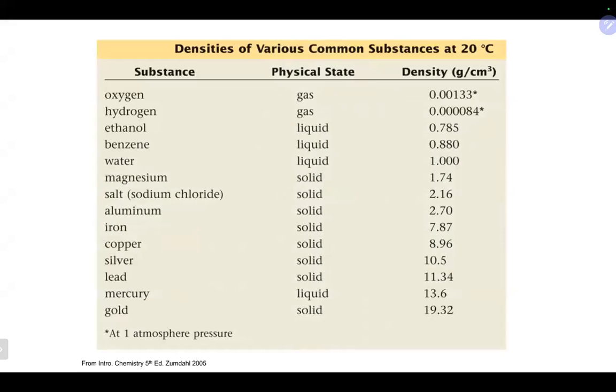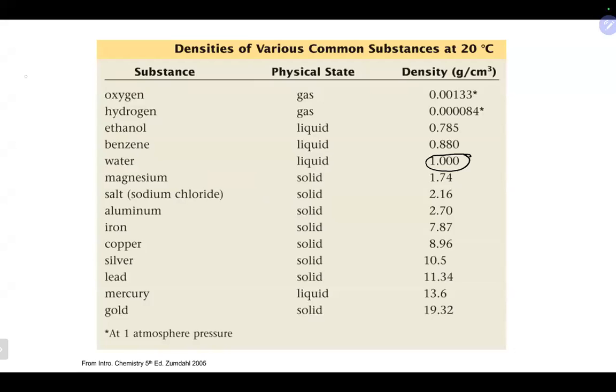So here are the densities of certain substances. And again, as I mentioned, 1 gram per milliliter, or cubic centimeter, is typically the one most people use for water. Although water is an unusual substance, in that the solid version is actually less dense than the liquid version. That's why when we put ice in our drinks, it ends up floating to the top. Ice is the solid version of water, and it's actually less dense than the liquid version. And that's an unusual characteristic.